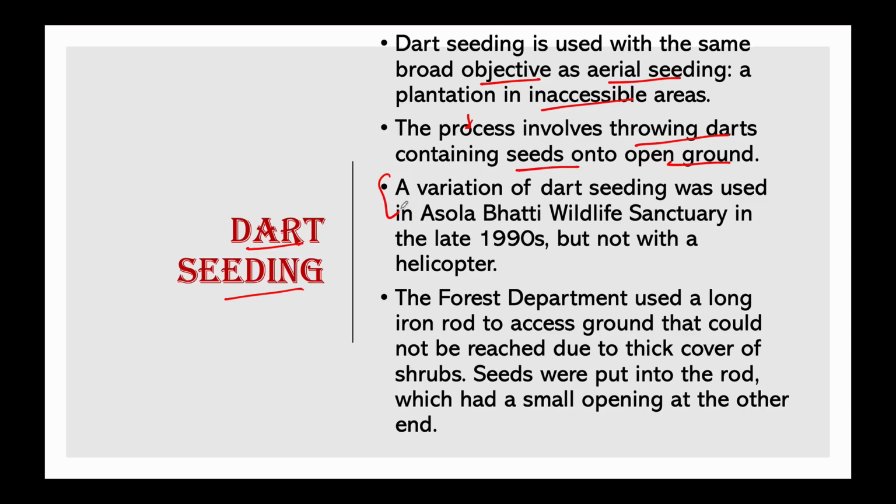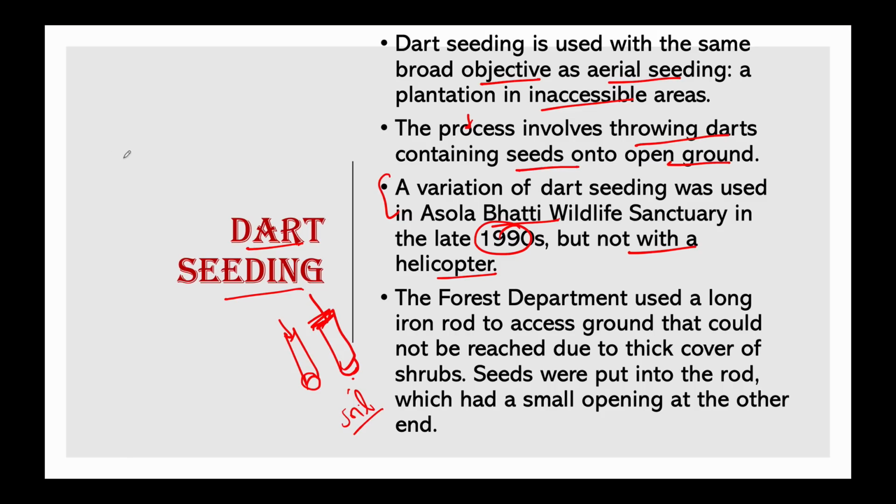A variation of this dart seeding was used in Asola Bhatti Wildlife Sanctuary in the late 1990s, but not with a helicopter. Here the forest department used an iron rod. The rod was open at one end where the seeds were inserted, and closed at the other end. The long iron rod, which had a small opening at the other end, was put deep into the soil. This way, ground that could not be reached due to thick cover of shrubs could be seeded. When the rod was inserted into the soil and then removed, the soil would cover the seed, unlike in aerial plantation, when seeds are thrown onto the open ground.